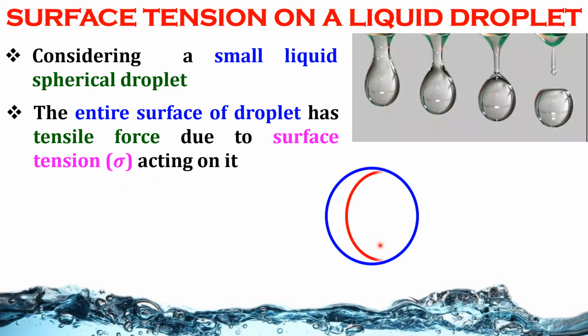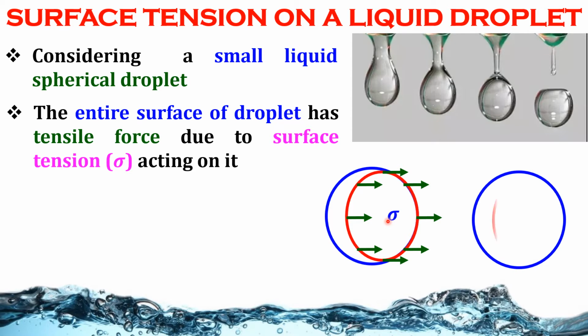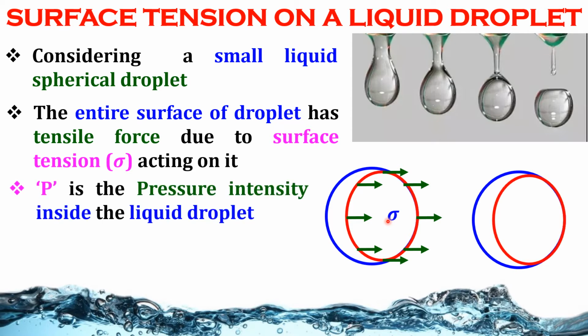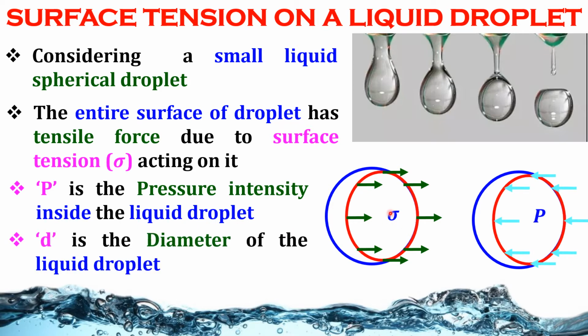Now I am going to take the cross section. The surface tension acts on the entire cross section and is denoted by the letter sigma. Next, P is the pressure intensity acting inside the liquid droplet. The pressure intensity always acts in the direction opposite to the surface tension. Lastly, D is the diameter of the liquid droplet.